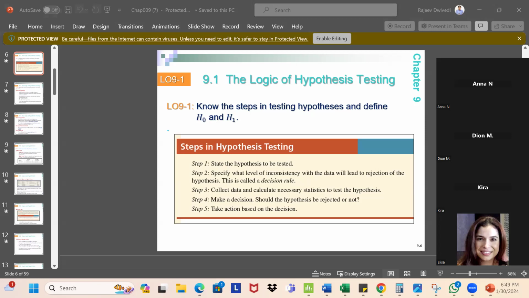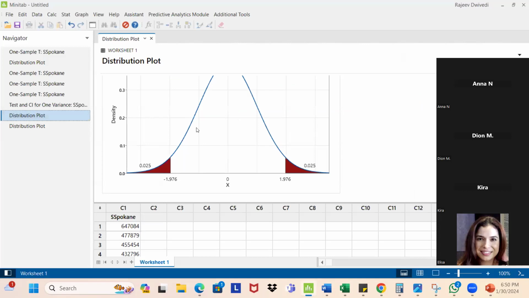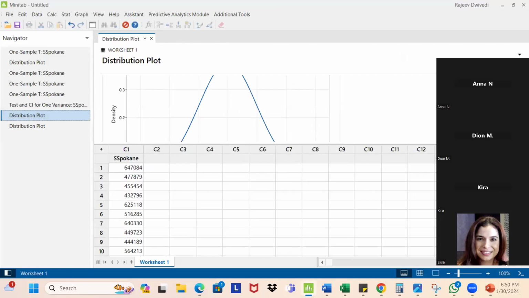Okay, so Elisa, you are asking about one variance and one proportion again. Okay, so one proportion, let's say, I'm just going to demonstrate when we use proportion. When do we use proportion?